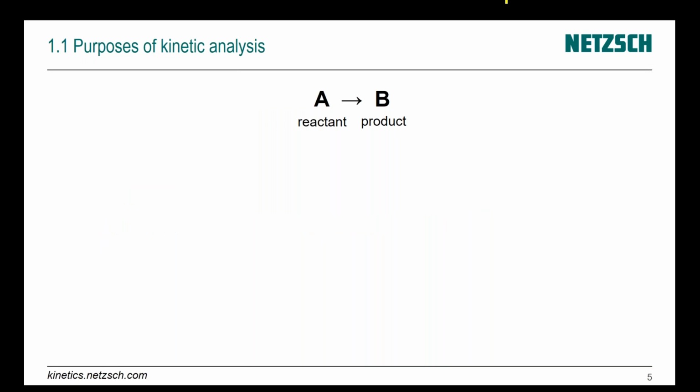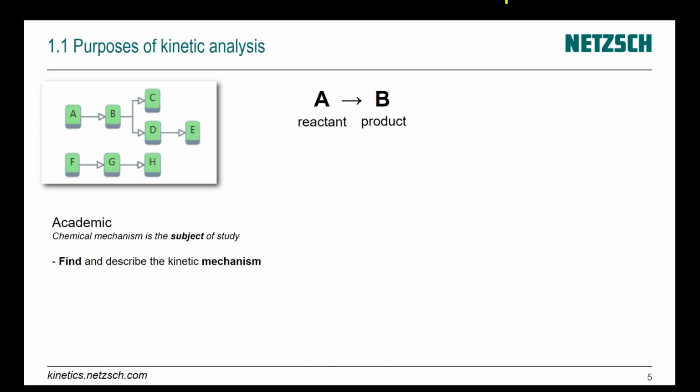What is common to all these questions? Here we have some process, usually a chemical process, with some reactant and product. The first question, what happens during this chemical process? Are there some intermediate steps? Are there some intermediate reactants? And what is the chemical mechanism? So it's a purely academic question: to find and describe the kinetic mechanism.